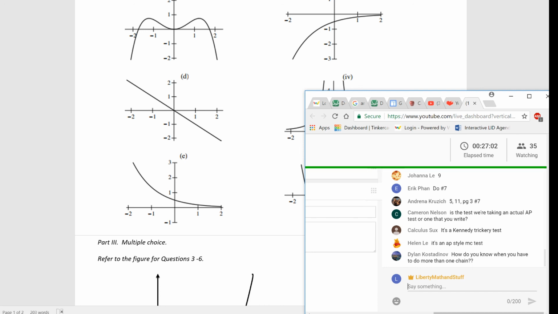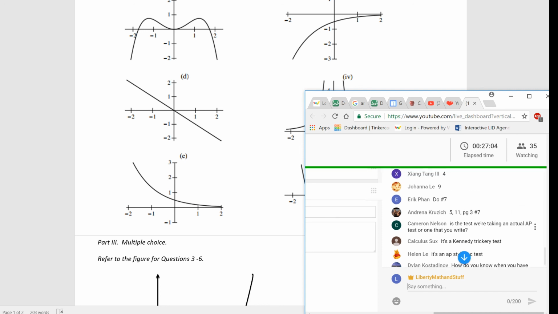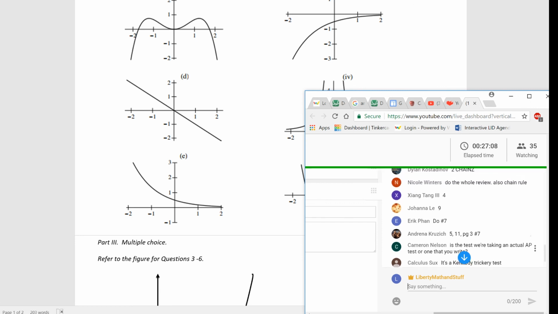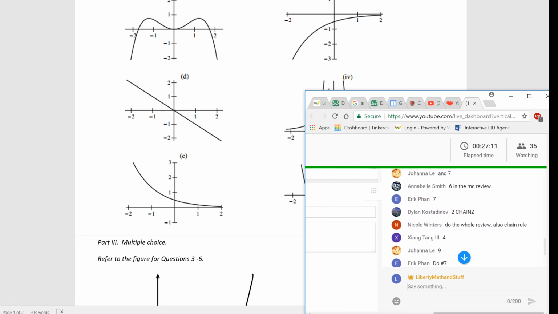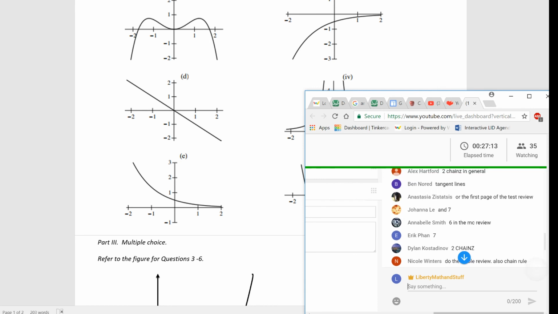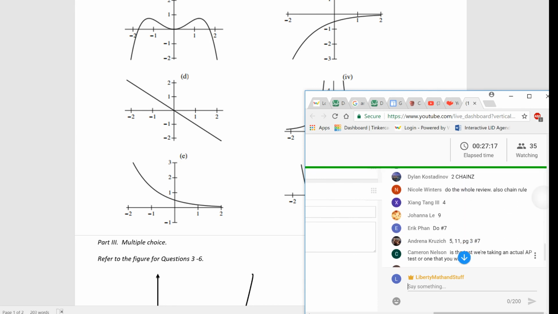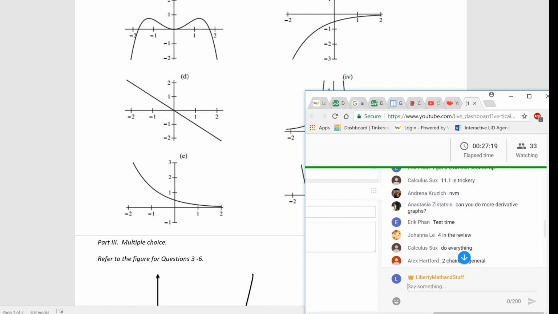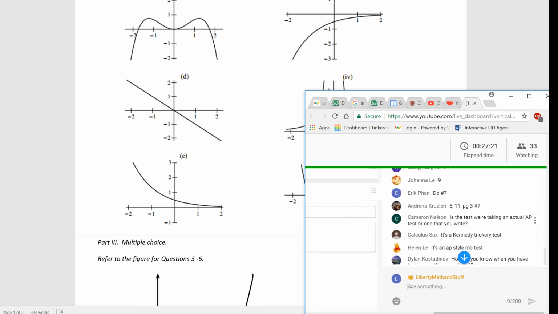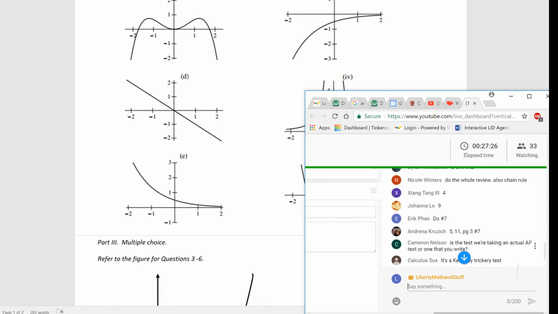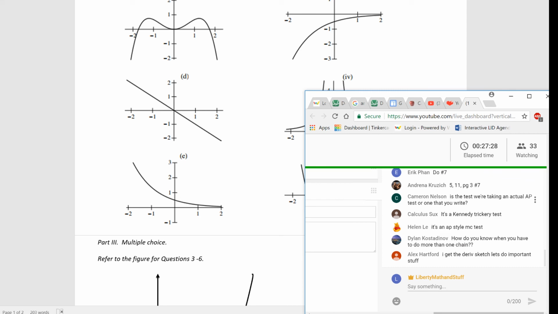How do you know when you have to do more than one chain? Well, let's do some chain rule questions. 5 and 11, page 3, 4, 9, 5 and 11, 7, 6. So 4, 6, 7, and 9 look like the ones from the first pages. 4, 5, 6, 7, 8, 9? Did 8 make it? No. 4, 5, 6, 7, 9.